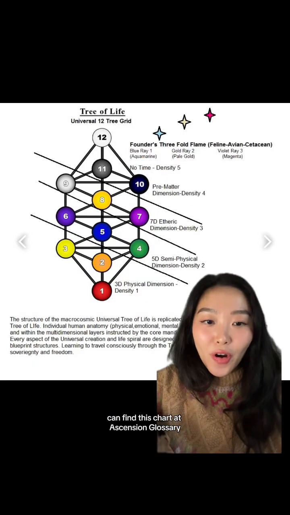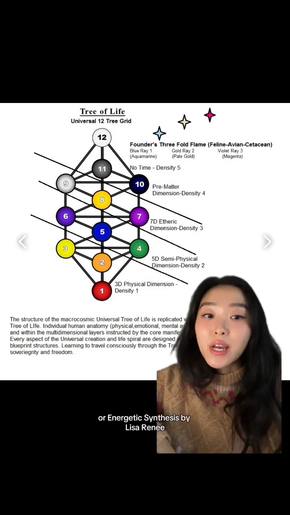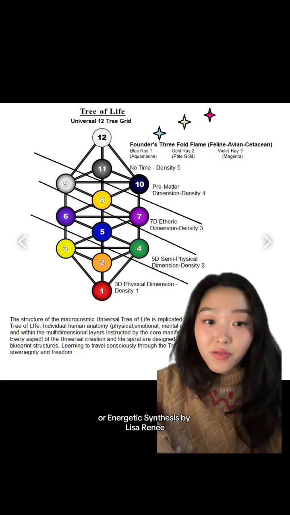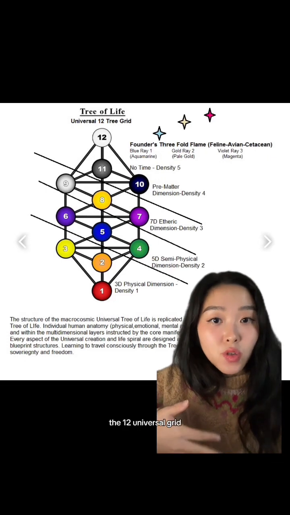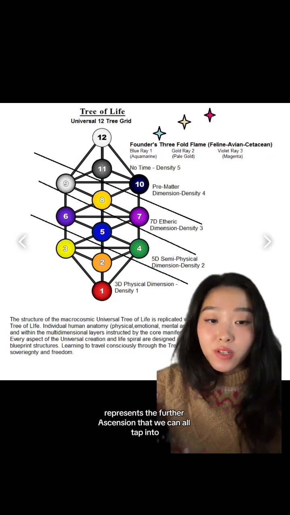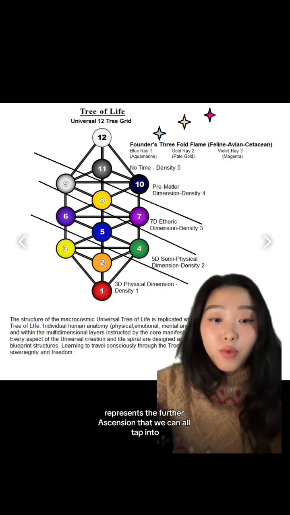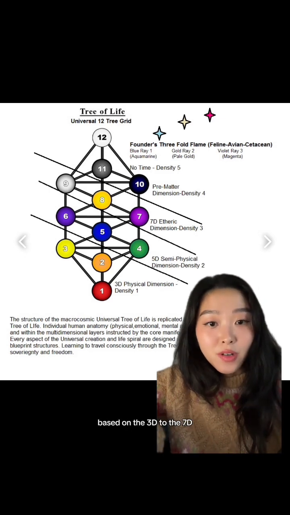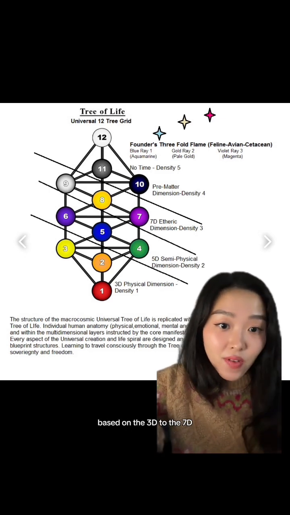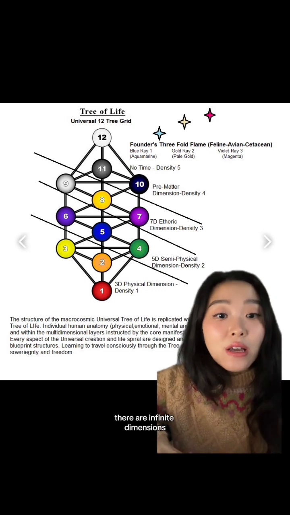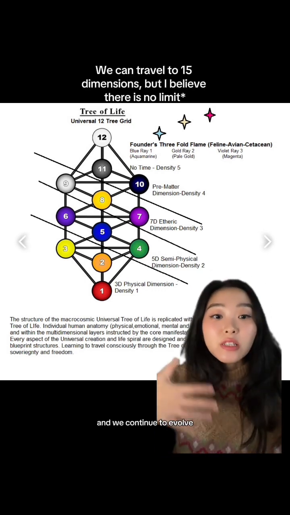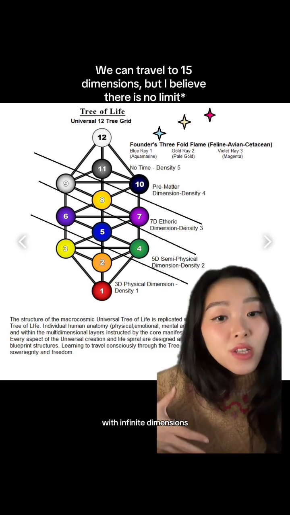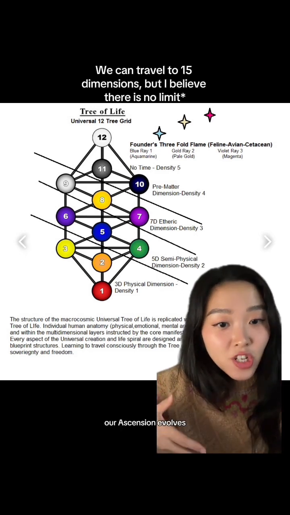You can find this chart at Ascension Glossary or Energetic Synthesis by Lisa Renee. She is a teacher that I've been learning from. She's a great resource. This Tree of Life, the 12 universal grid, represents the further ascension that we can all tap into based on the 3D to the 7D, as you can see on the chart. There are infinite dimensions. We are also multidimensional beings, and we continue to evolve. With infinite dimensions, our ascension evolves.